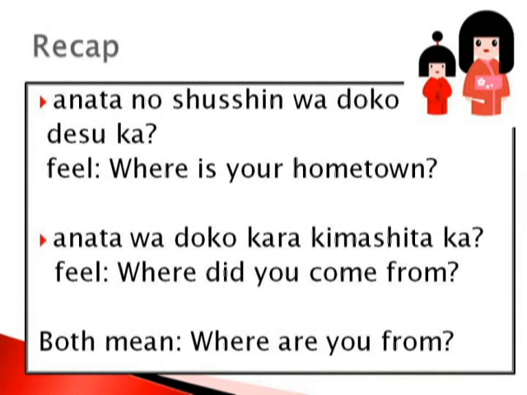Now let's recap everything you've learned up to now. The first expression you learned was あなたの出身はどこですか? This means where are you from? The second expression you learned was あなたはどこから来ましたか? This also means where are you from? But so that you can understand the difference between these two expressions, the first one has a sense of where is your hometown, whereas the second one has a sense of where did you come from? Both mean where are you from, and they're pretty much interchangeable. It's a good idea to remember both expressions because you're going to hear them said at one point or another.